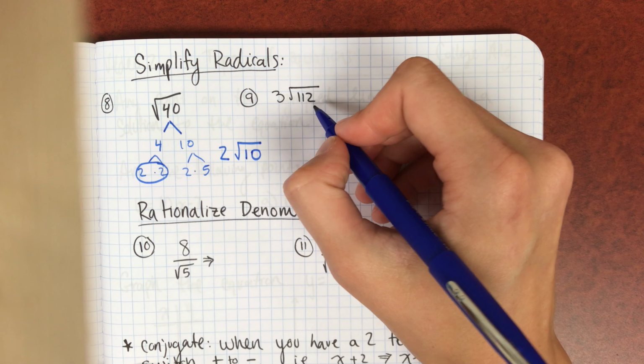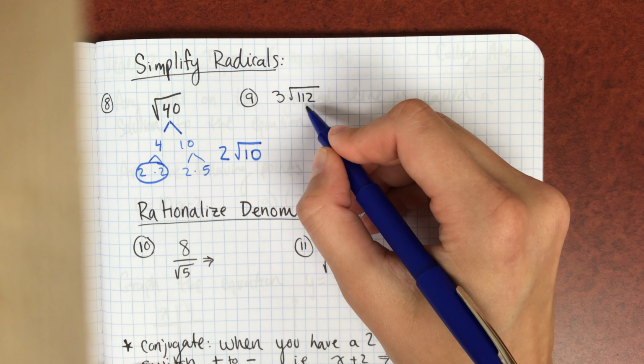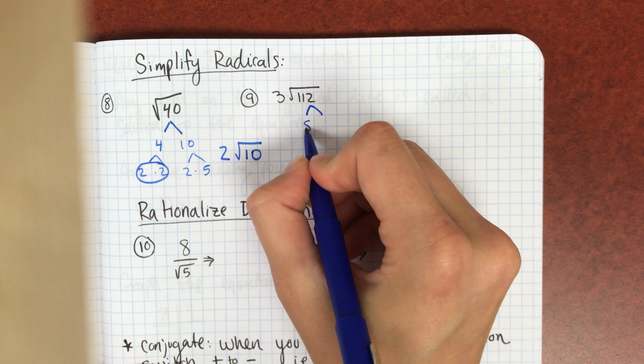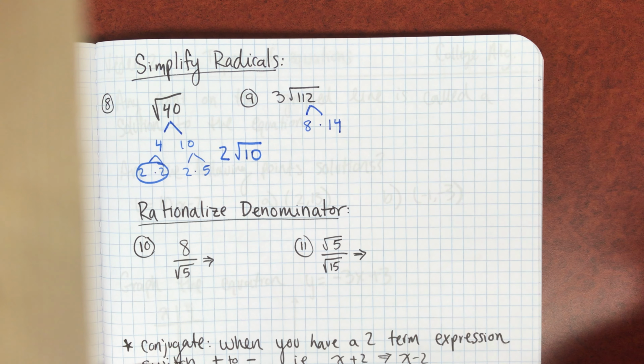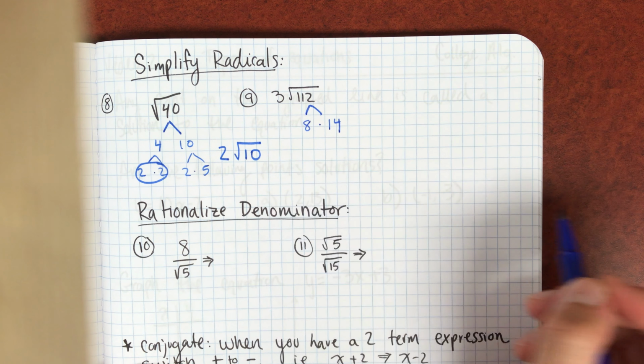Okay, with our next one, 112, let's see, that would be 8 and 14. Okay, and you guys can come up with any numbers you want for there as long as they multiply to 112.